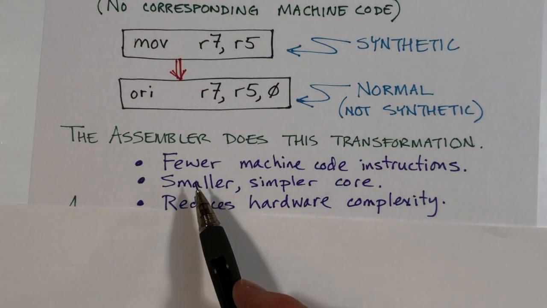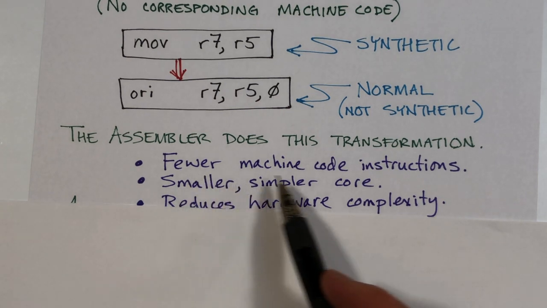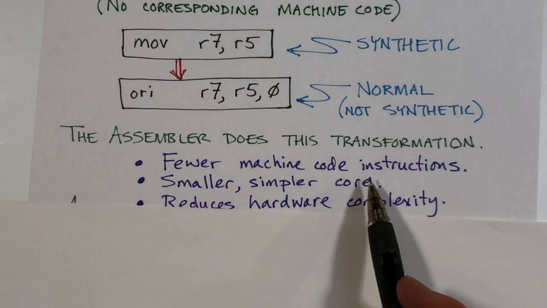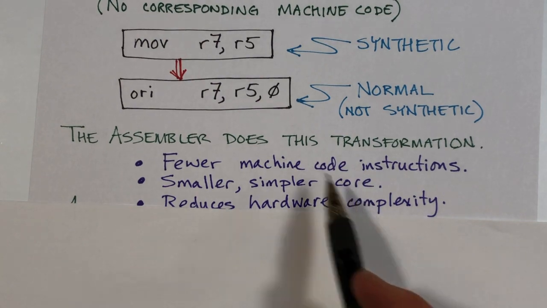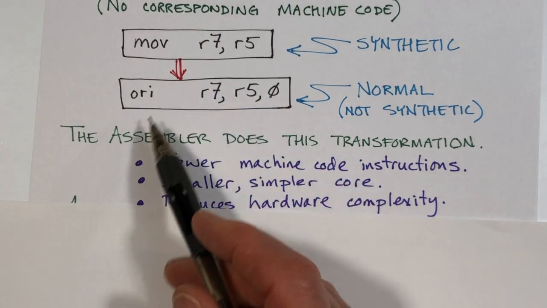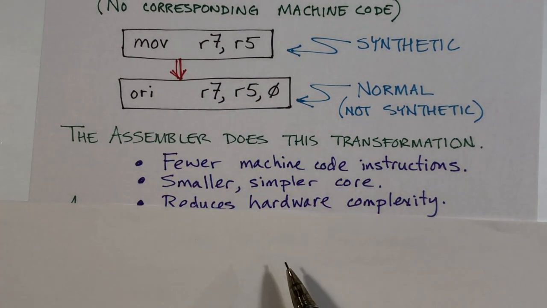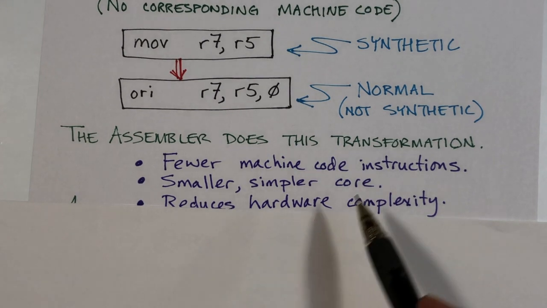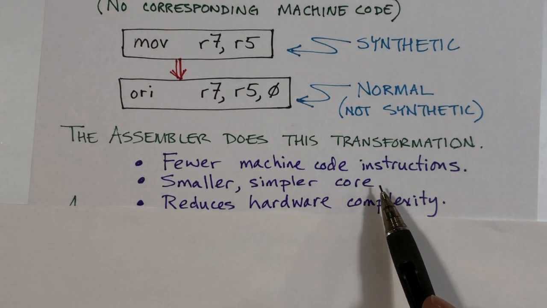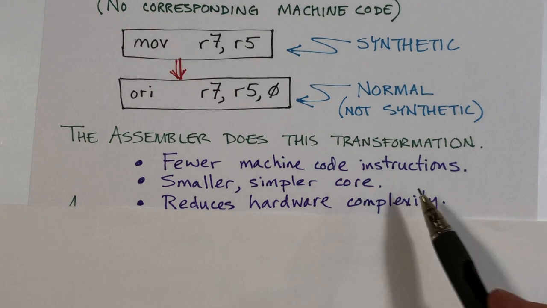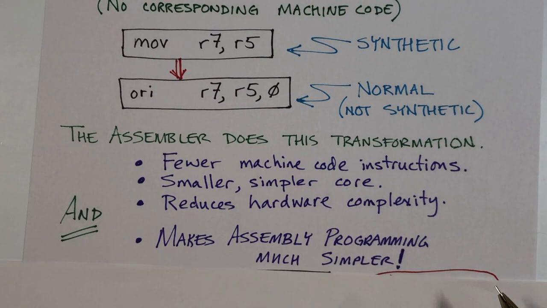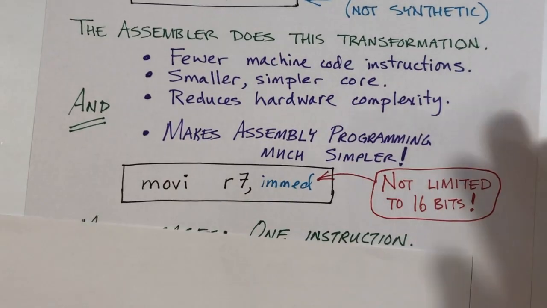And the benefit is that there are fewer machine code instructions. There is no, for example, there is no move instruction. We get by with just the OR immediate instruction. This makes for a smaller, simpler core and thereby reduces the complexity of the hardware. But furthermore, this also makes assembly programming much simpler.